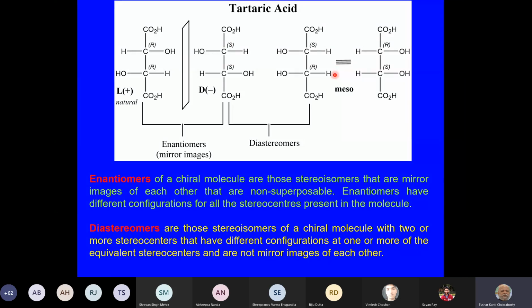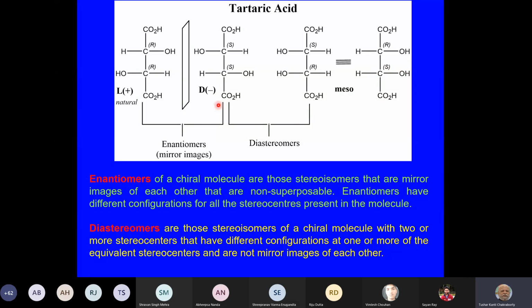And you can also have a situation where, as I said, if you have n number of chiral centers, the number of possible isomers is 2 to the power n. Tartaric acid has 2 chiral centers, so it is 2 to the power 2. That means it has 4 possible isomers. Three of them are shown here, but 4 of them are shown here. These 2 are identical, and they are called meso.